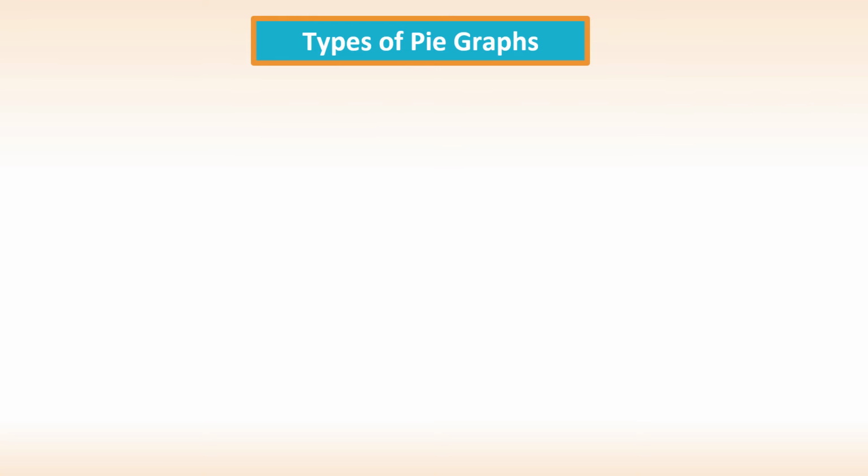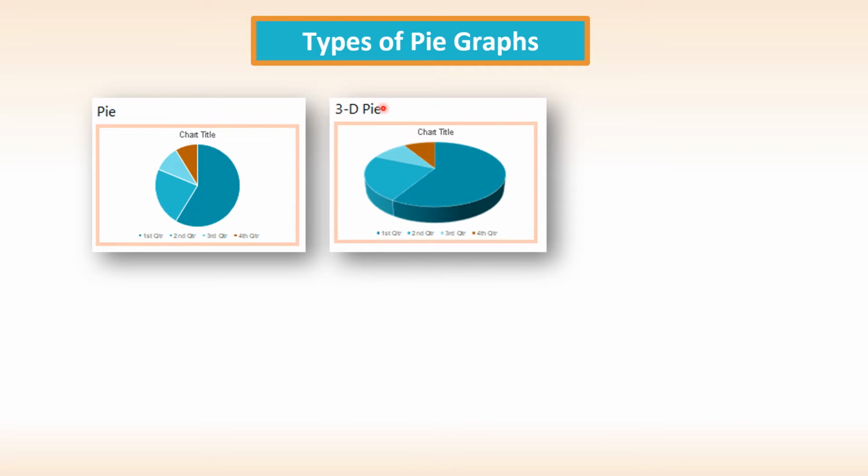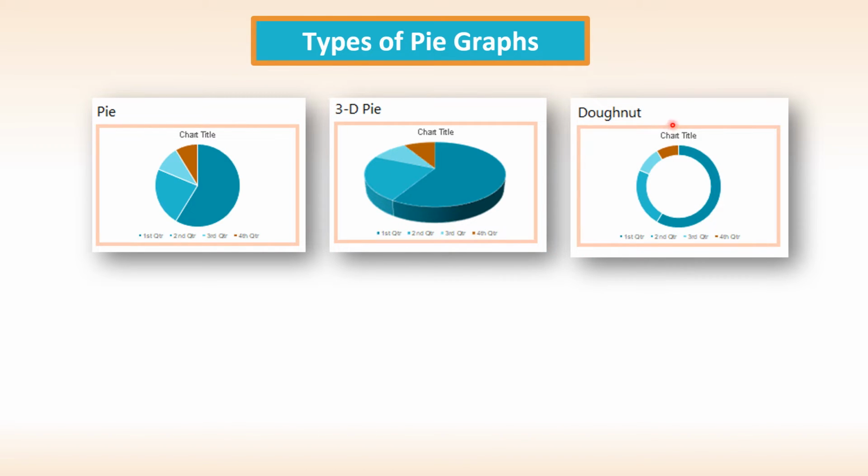So there are different types of pie graphs. First, we have the simple pie graph. Then, for aesthetic purposes, we have the 3D pie. And we also have the donut, in which the area inside is taken out, but the area inside should be distributed equally among all of the sectors.